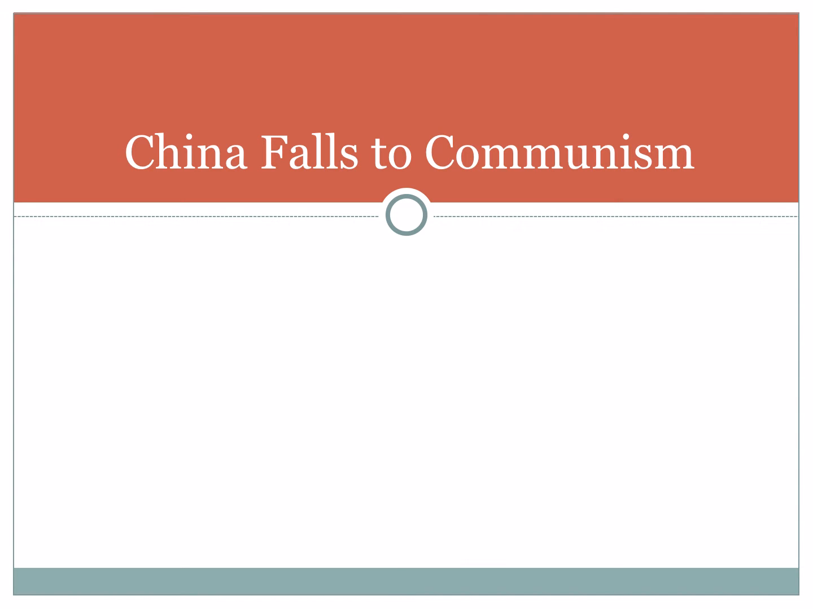So the first area we're going to look at has to do with the Cold War in Asia. And we're going to look at two specific countries, China and Korea. So first, let's talk about China and how China fell to communism and why that was a big issue for the United States.